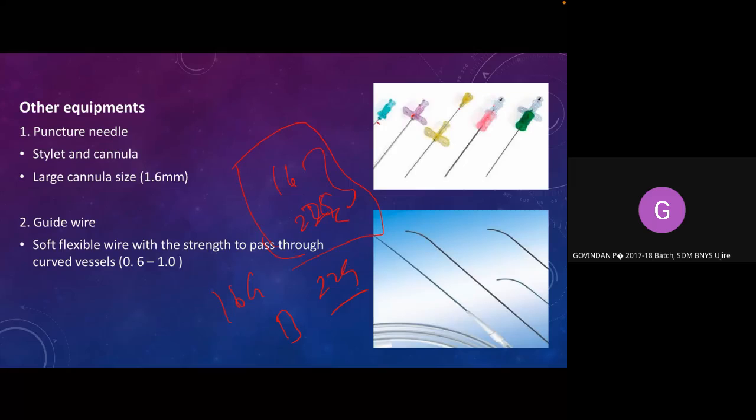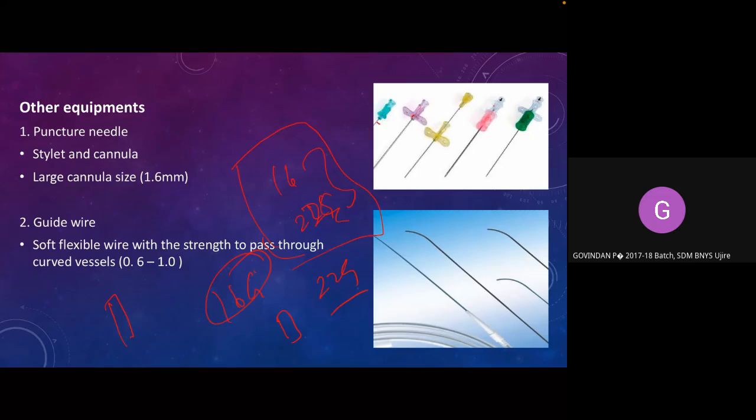Do you have any idea? Have you seen in your hospitals? Which one is thicker? We do not use any of these needles, sir. Okay, I don't know what you use. I'm sorry, but yeah, the 16 gauge needle is a thicker one for giving IV fluids.